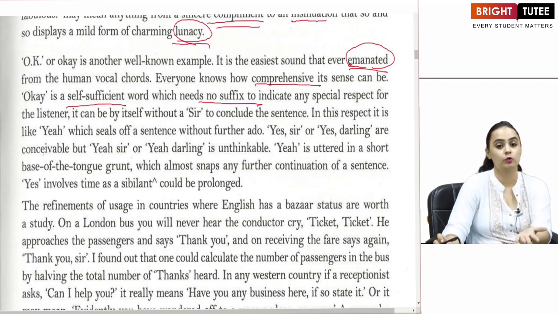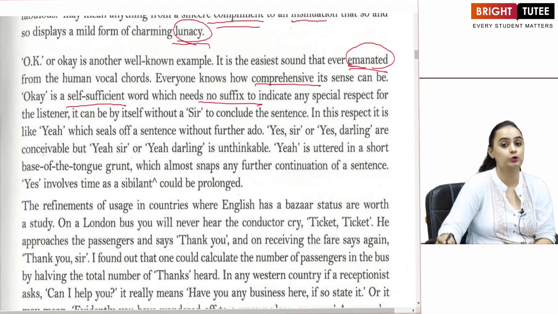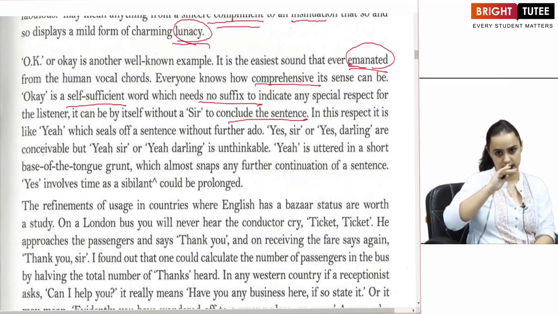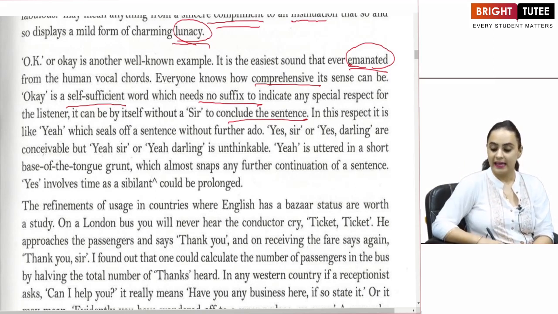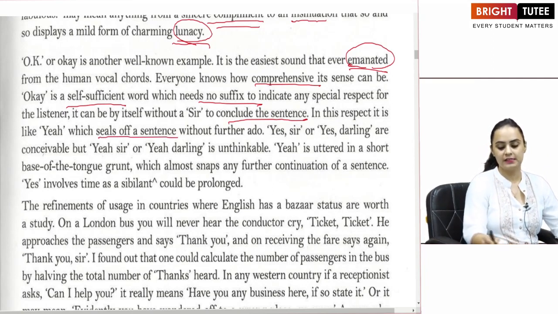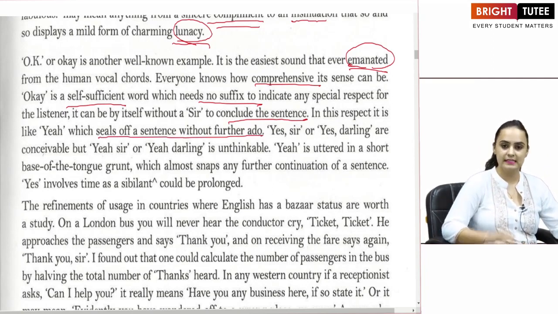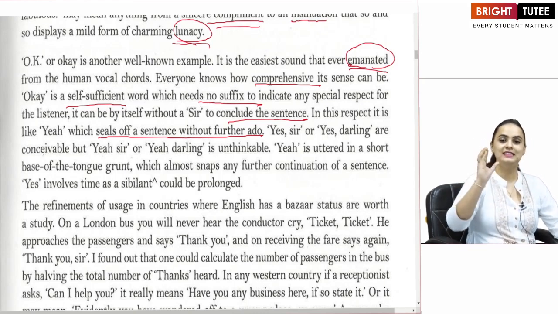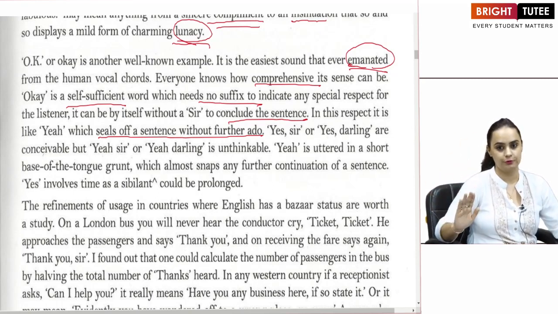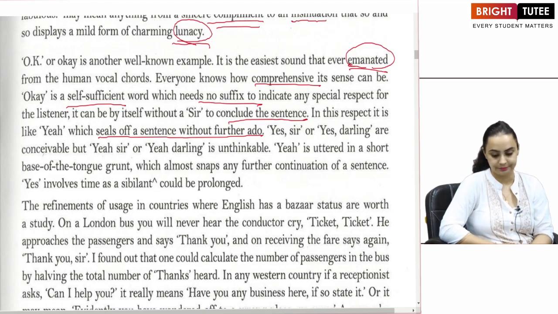So in order to show that you respect the listener, if you are talking to your boss, you need not say "okay boss" or "okay sir." You can simply say okay to conclude the sentence. That is going to suffice. In this respect, it is like "yea," which seals off a sentence without further ado. Seals off a sentence means when we say "yea" in some sentence, there is no scope of saying anything further. The sentence will be all over.